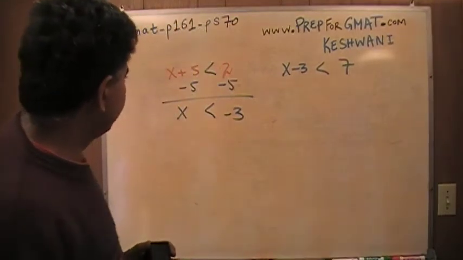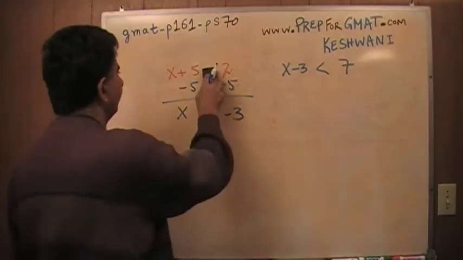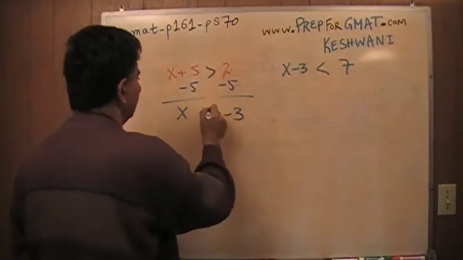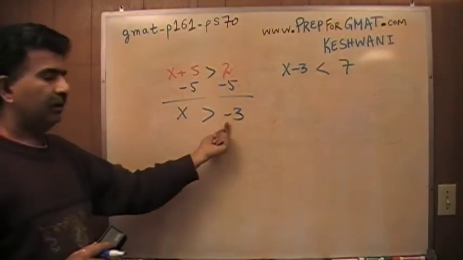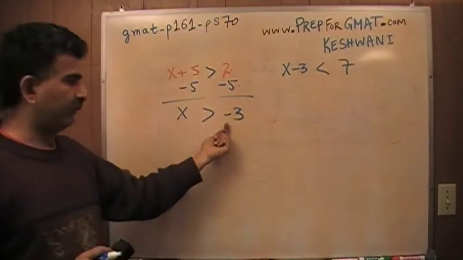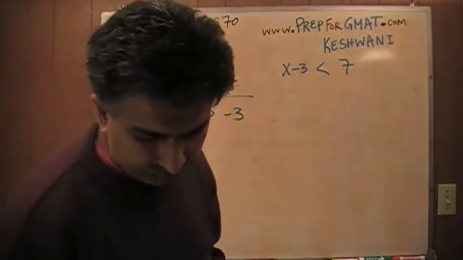Did I mess it up? Yes, that's a greater than sign, you see? Because it wasn't making any sense from there. So now I know that x has to be more than negative 3. So I have a starting point. x is more than negative 3.